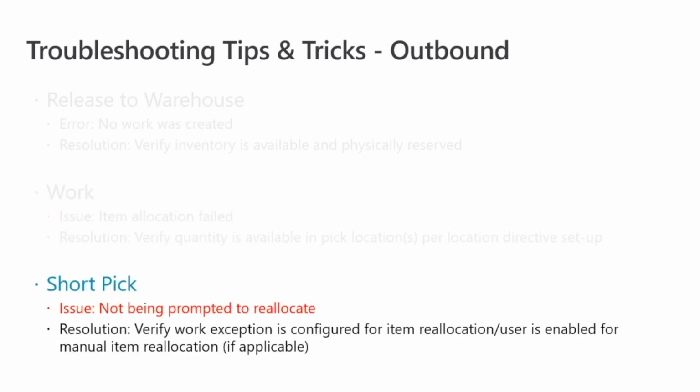For short picking, if the user is in a short pick workflow within the picking process on the warehouse mobile app, and they are not being prompted to reallocate the short quantity, then a couple of things to check here. We want to verify that the work exception is actually configured to allow that reallocation to happen, and that also the user has the permission to do the reallocation.